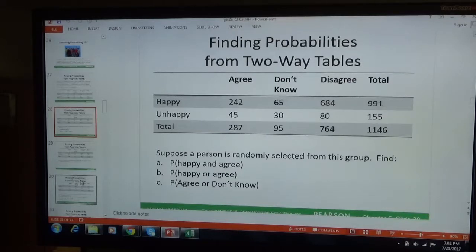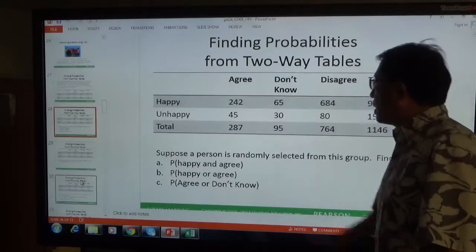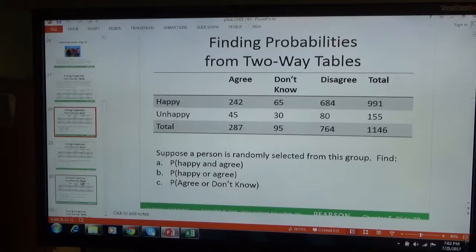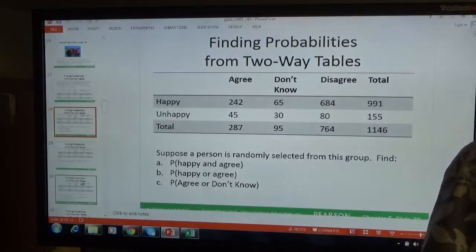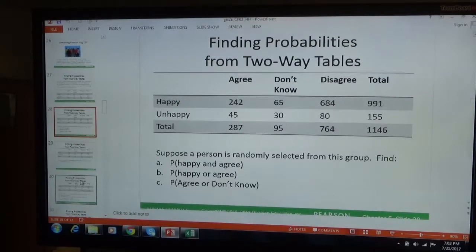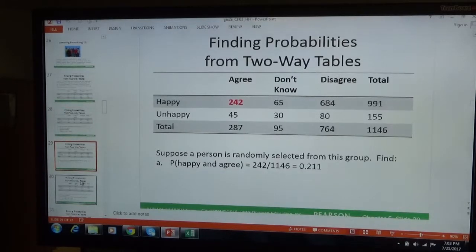Then let's take a look at some events. Happy and agree. You randomly select a person from this table, and that person is happy and agree. The denominator is 1146. How many of them are happy and agree? That's 242 out of 1146. Is that clear?